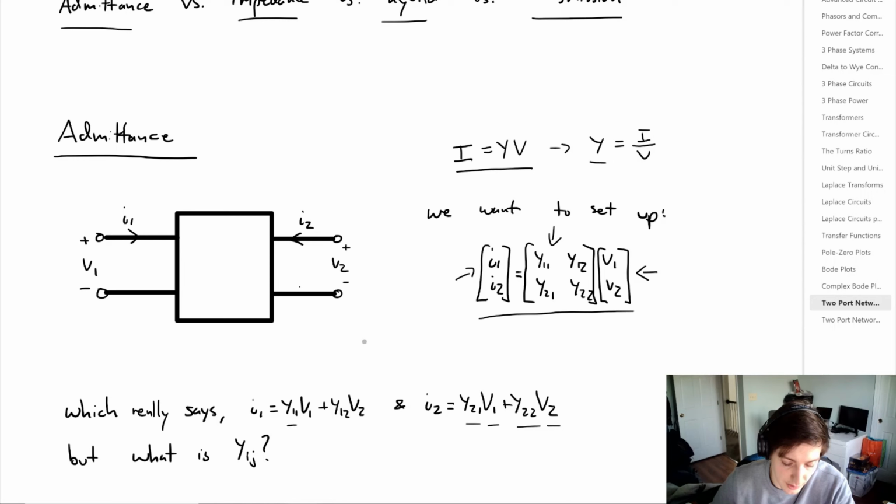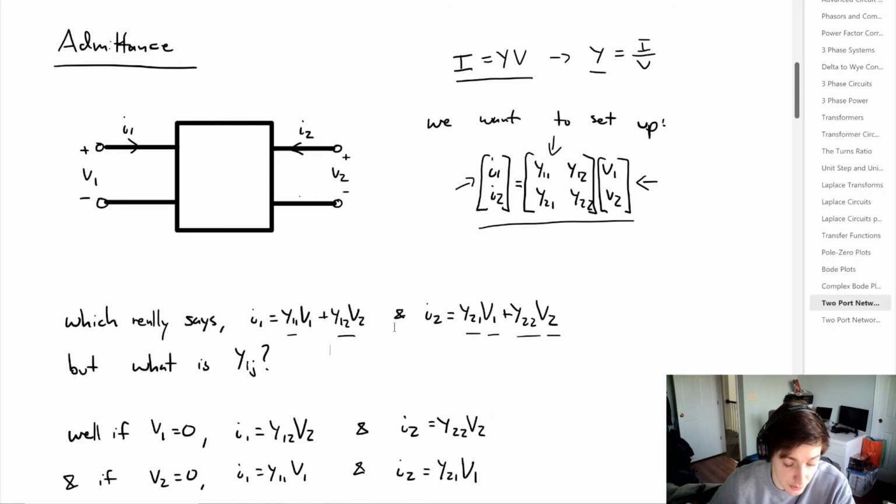But we don't know any of these values for Y yet. And this is where we can apply a little trick to find out what these parameters are. Because we could say that if V1 is equal to 0, I1 is simply equal to Y12 times V2, and that I2 is equal to Y22 times V2. Similarly, if V2 is equal to 0, or short-circuited, say that I1 is equal to Y11 times V1, and I2 is equal to Y21 times V1.